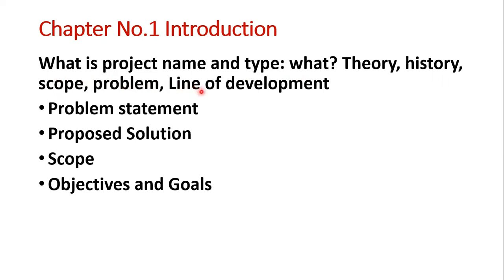Line of development is where, in the introductory section, you tell about the other chapters, like the discussion in the upcoming sections of the report: the background study, conceptual modeling, designing and implementation, conclusions, references, annexure. Clear? So in the first paragraph of the first chapter, we have expressed everything.